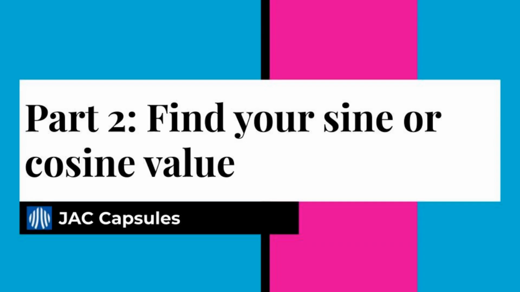That's our first task complete. We know how to locate our position on the unit circle. The next thing to do would be to figure out what is the value of sine or cosine at that position on the unit circle. So for that second part, continue on to the next video.